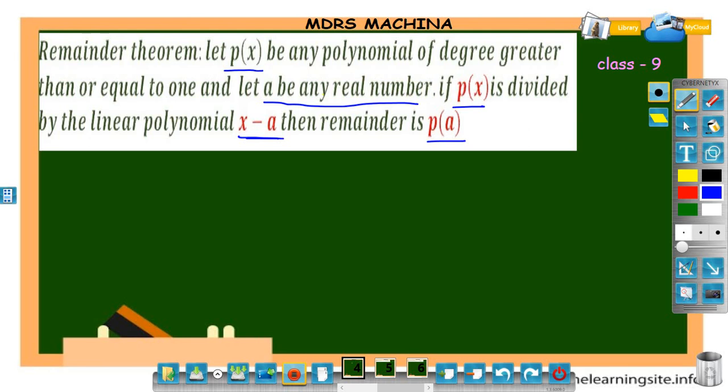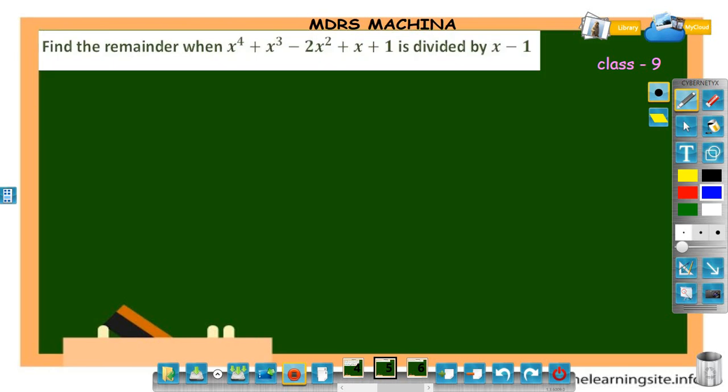Let us see through an example. Find the remainder when x to the power 4 plus x cube minus 2x square plus x plus 1 is divided by x minus 1. We want to find only the remainder, so we can apply the remainder theorem.